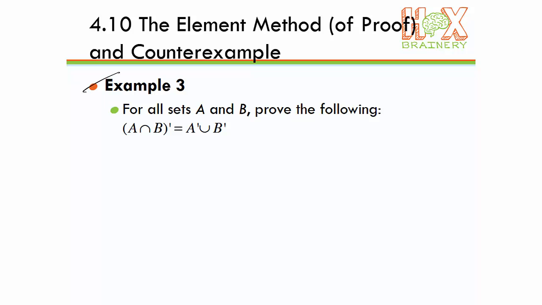All right, example 3. So for all sets A and B, we want to prove the following. And this we've seen before. This is actually De Morgan's laws for sets. So we are proving one of De Morgan's laws for sets. So since it's equality, we're going to have the two parts to the proof again. All right, I'm just going to start on the next slide. We're going to write proof.